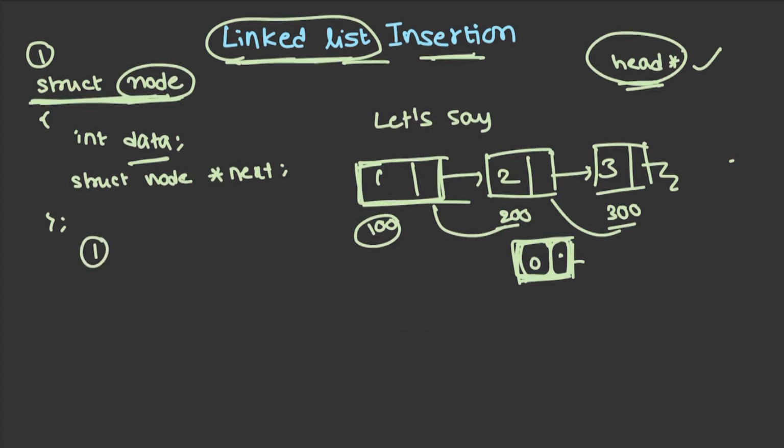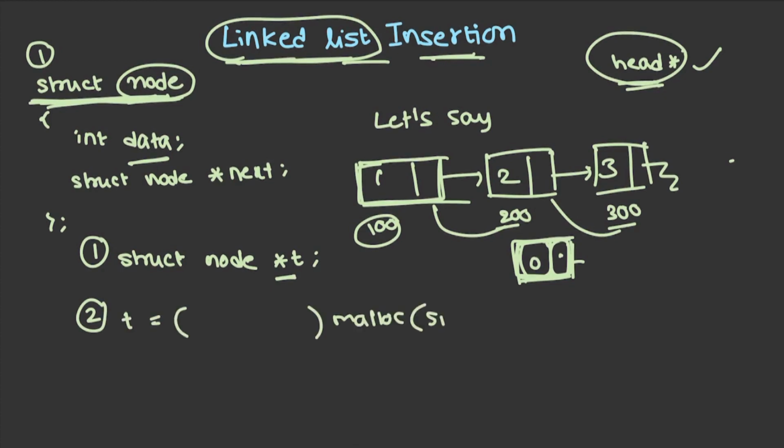The first one, I have to create a node. For that, I have to create an object. I have created a pointer object and memory has not been allocated. So let me try to allocate the memory with the help of malloc. T is equal to, and I am trying to allocate the memory which is equal to size of the same structure.